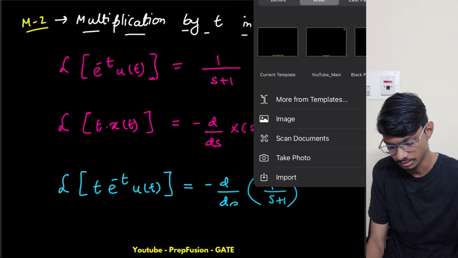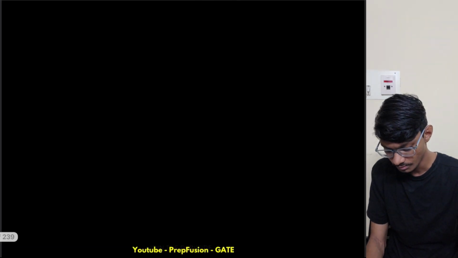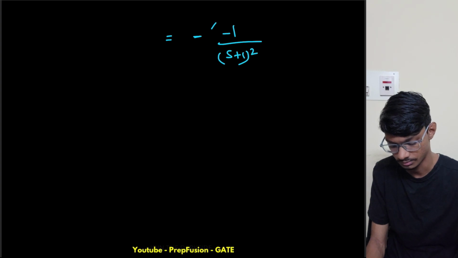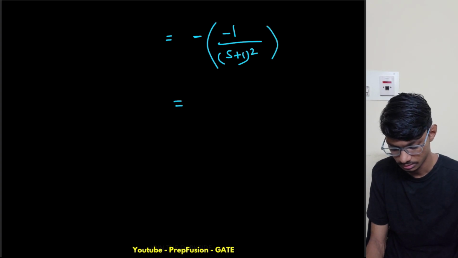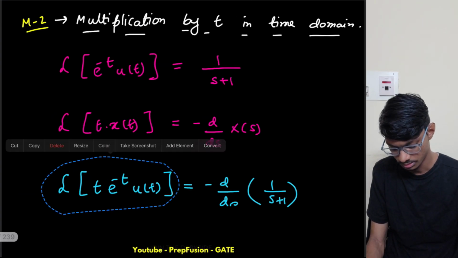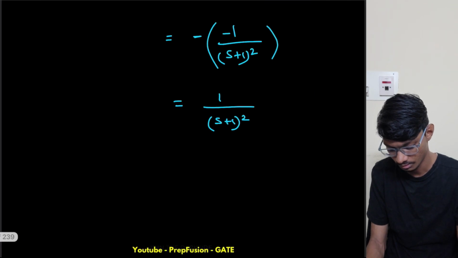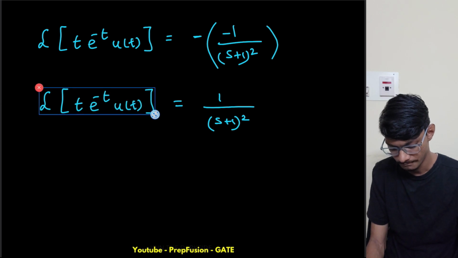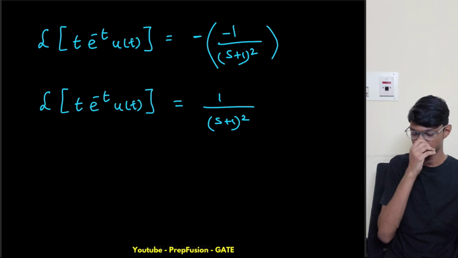What is the differentiation of this? Simple only. This is minus of minus 1 over s plus 1 whole square, and we get this as 1 over s plus 1 whole square. So this is the answer for this question, and this is basically the Laplace transform.